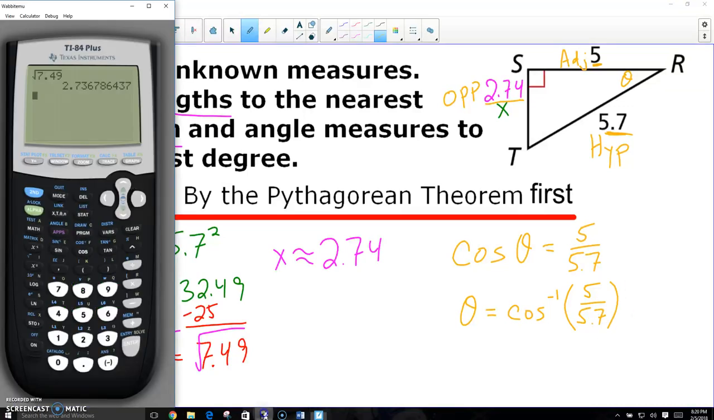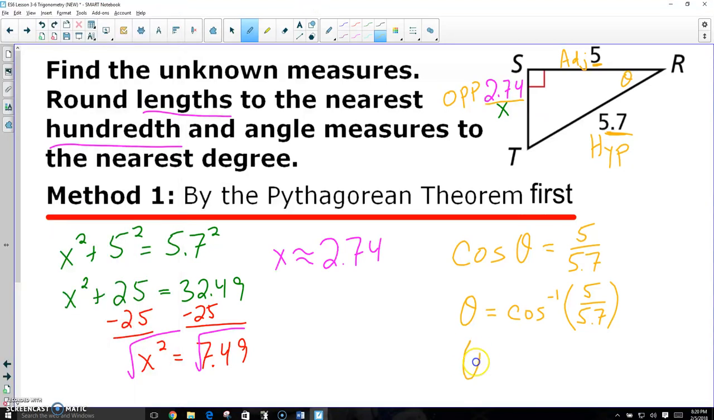So theta is equal to the inverse cosine of 5 over 5.7. So I plug into my graphing calculator. I press second cosine to do the inverse because I'm finding an angle. And take 5 divided by 5.7. Close your parenthesis, you get 28.69. The directions here say to the nearest degree, so to the nearest degree, this 6 would round it up to a 29 degrees. So we'd say theta is about 29 degrees. And so I can label that here in the triangle, 29 degrees.